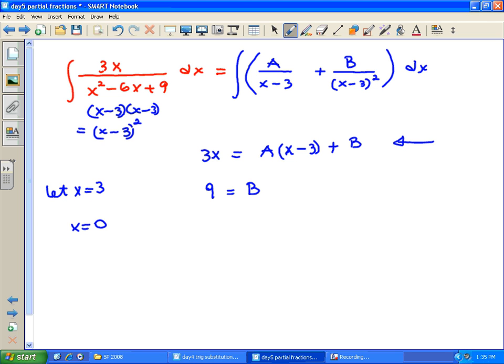So 3 times 0 is 0. On the right-hand side, A times 0 minus 3 is negative 3A plus B. It didn't give us A right away, but luckily we already know B, right? So we can get A out of this. Go ahead and plug in 9 for B. We already got that above. So since B is 9, I'm going to put A on this side. 3A is equal to 9. So what does that tell you about A?